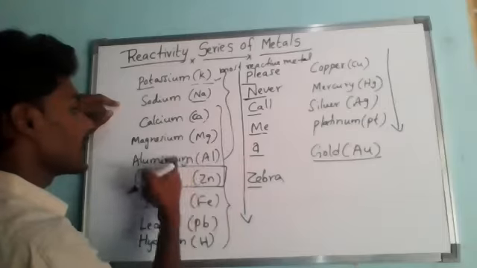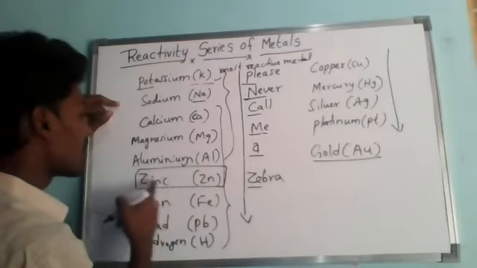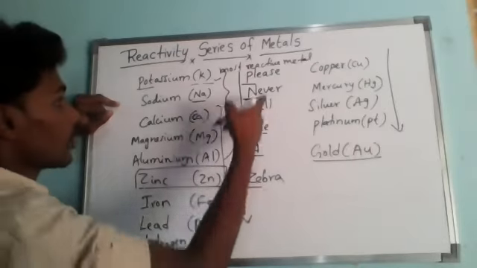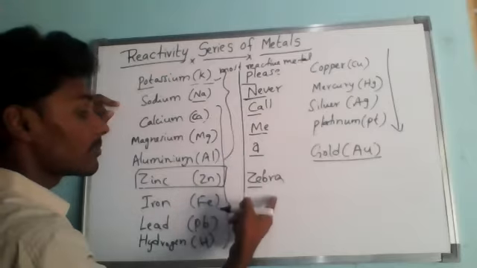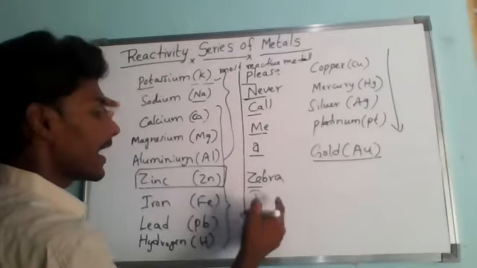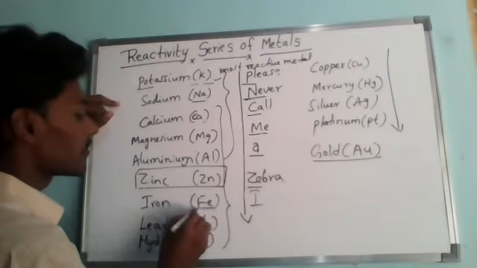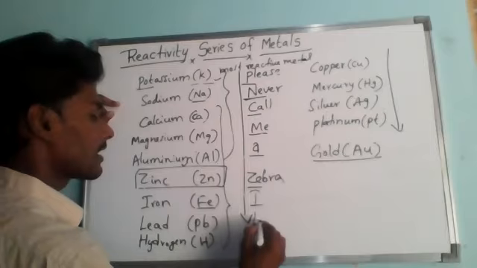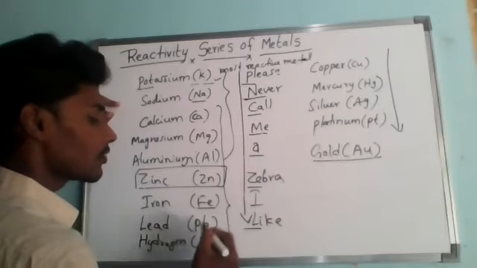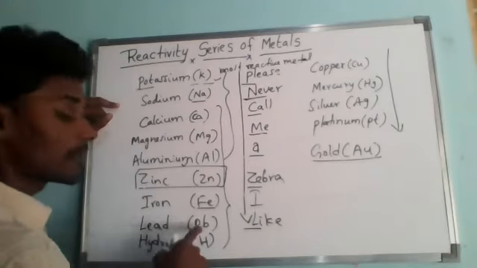Like aluminum, Al, understanding, matching. Next, zinc, Zn, zebra, matching. So please never call me a zebra now. I indicates what? Iron, but the symbol is different. Understanding? L indicates what? Lead. Understanding? But the symbol is Pb.